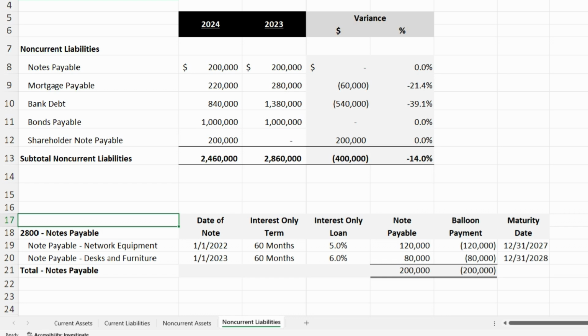Same thing with the desk and furniture. It's an interest-only loan. I took this out on January 1st, 2023. It's a 5-year, 60-month loan. 6% interest in this situation for $80,000, and it doesn't mature until December 31st, 2028. These are the two notes that make up my notes payable line, general ledger account 2800, that make up my notes payable section of my non-current liabilities.